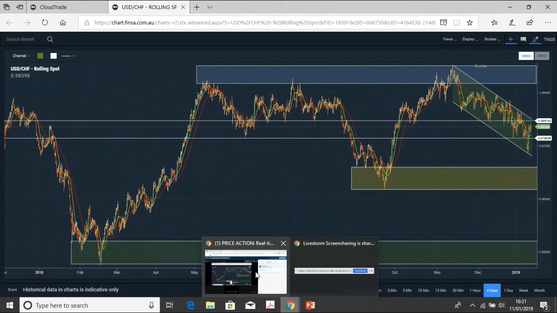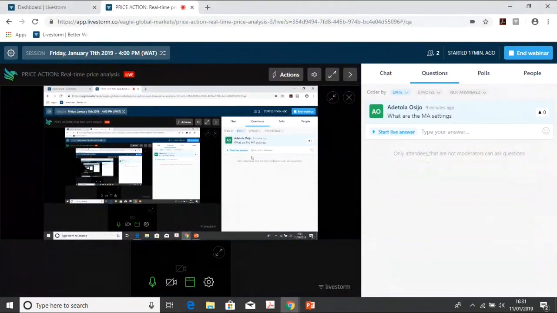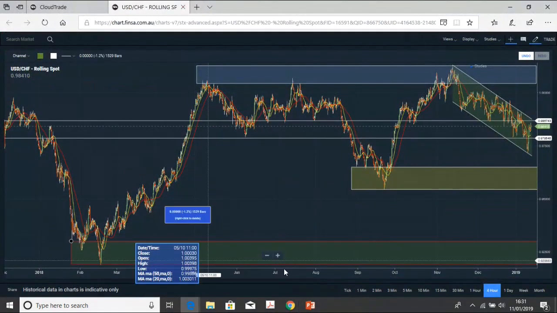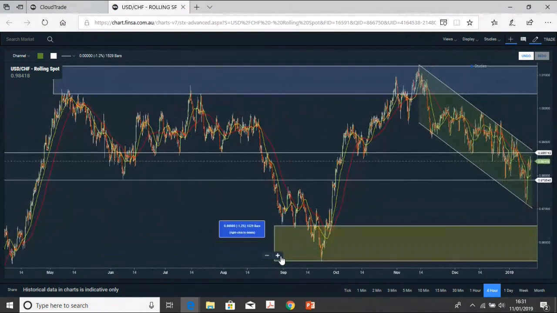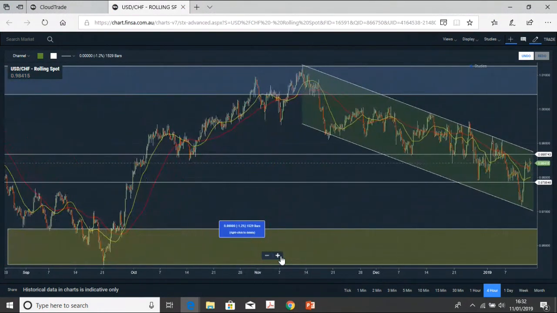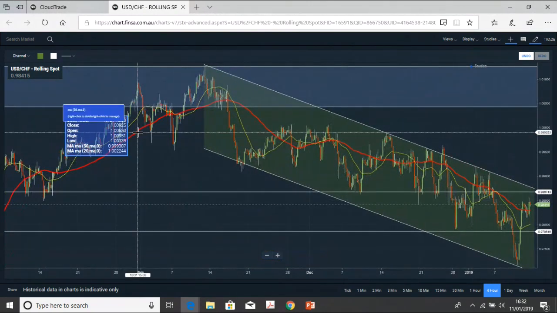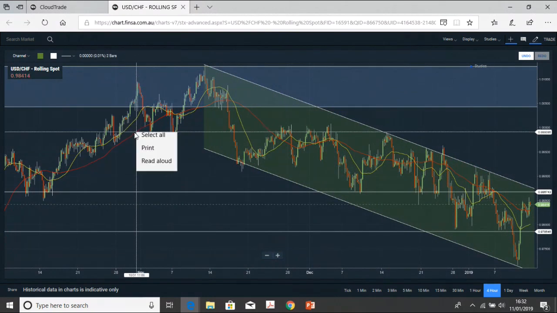So let's start taking questions: what are the MA settings? When you ask about MA settings, maybe the one on my chart, I'm just going to show you how it's been placed. You can go to EGM Analytics to watch the crossover strategy to identify buy and sell signals. So if I take this out, I'm just going to take this out.